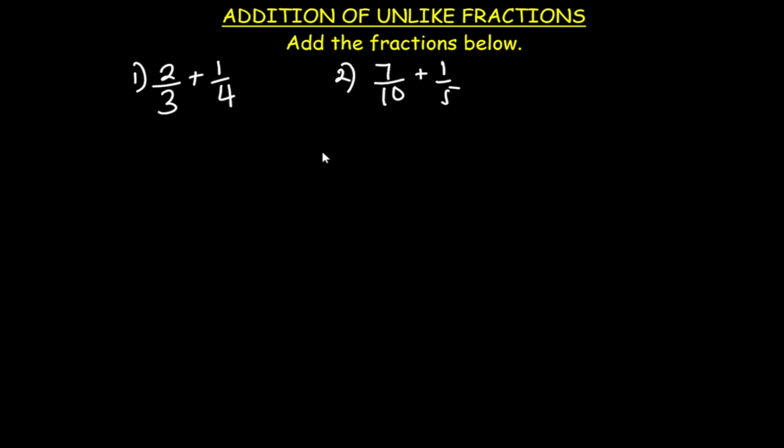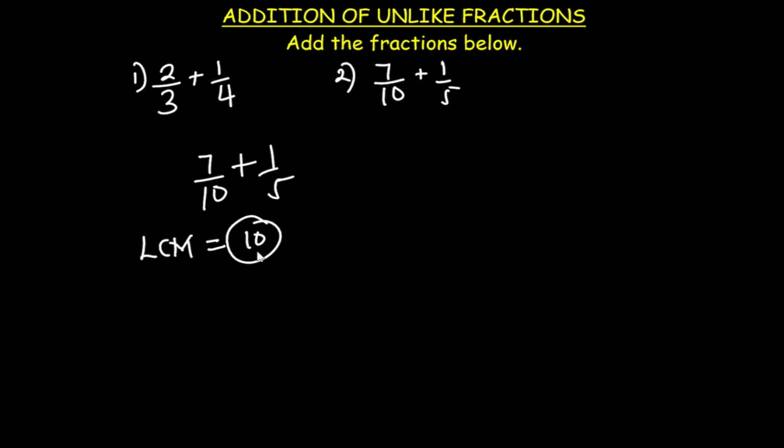The second one is 7 over 10 plus 1 over 5. Now we must find the LCM first, because 10 and 5 are not the same. If you just go ahead and multiply 5 times 10, you get 50, which is not the LCM. The LCM of 5 and 10, the least common multiple, is 10. The LCM is not 50, but it's 10.